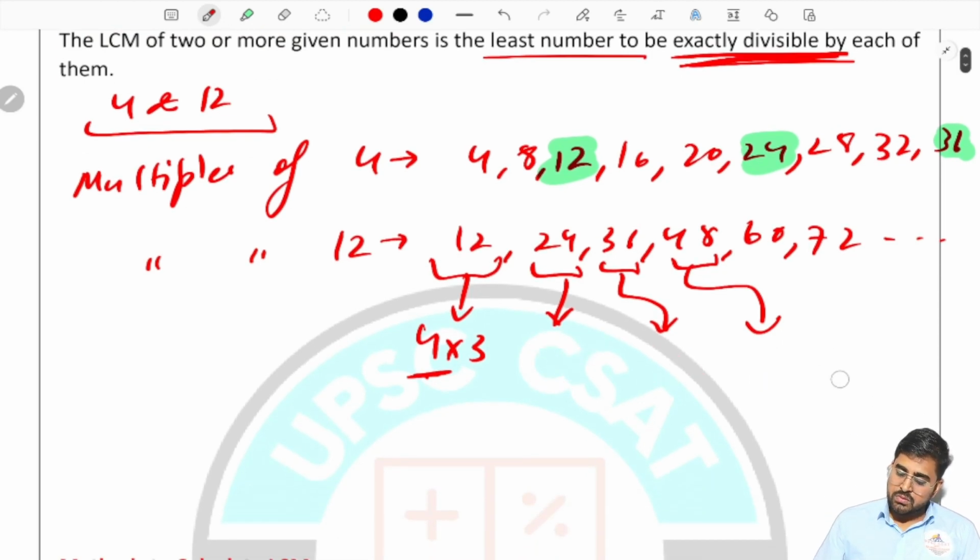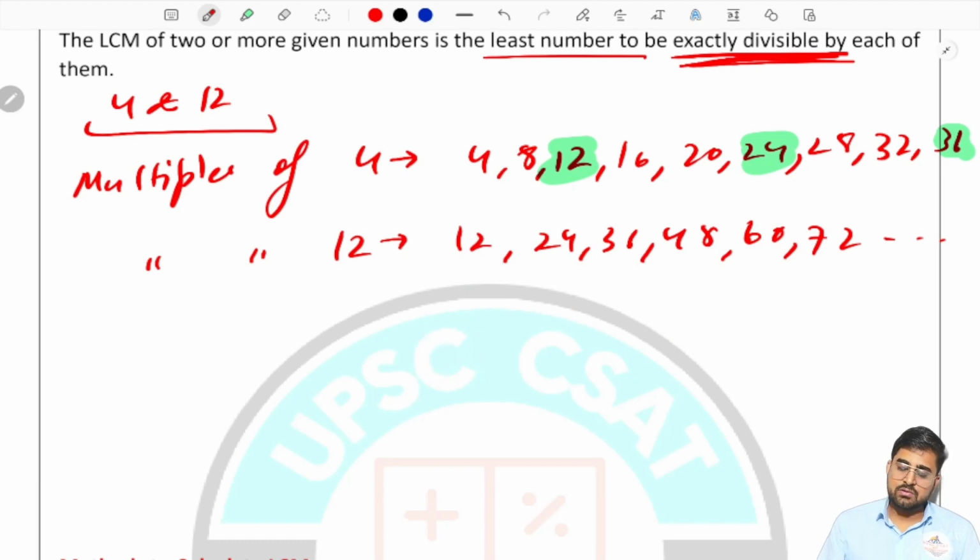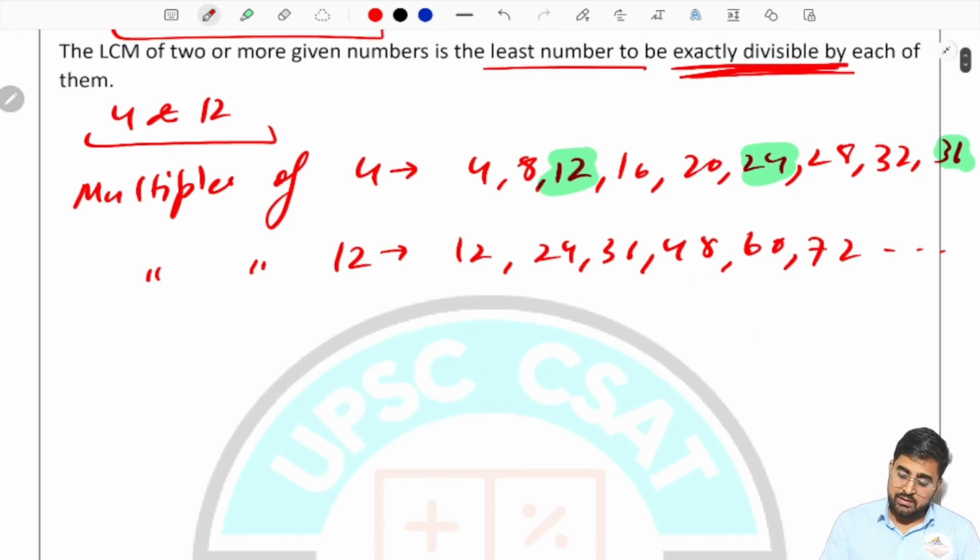Now we are talking about the least common multiple. So the least common multiple of these numbers is 12 only. Below this there is no such number found. Okay, let's move ahead.